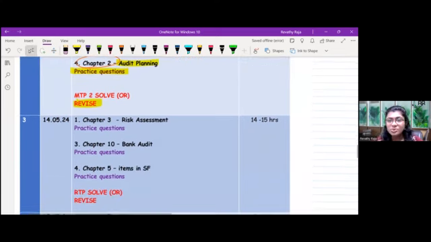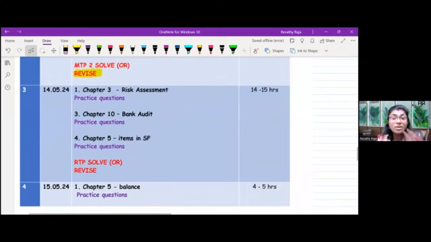Okay, so that was the second day. Going to the third day, which is the most important day, the day before the exams, where you have chapter number 3, which is risk assessment and internal control. Here you have 300 series essays. With that, mostly essays are over.